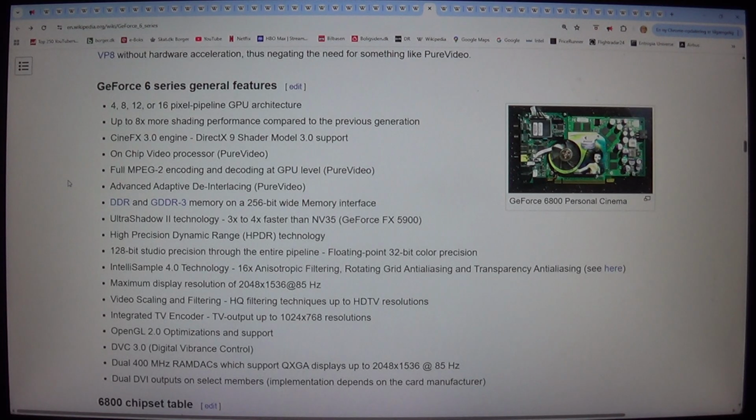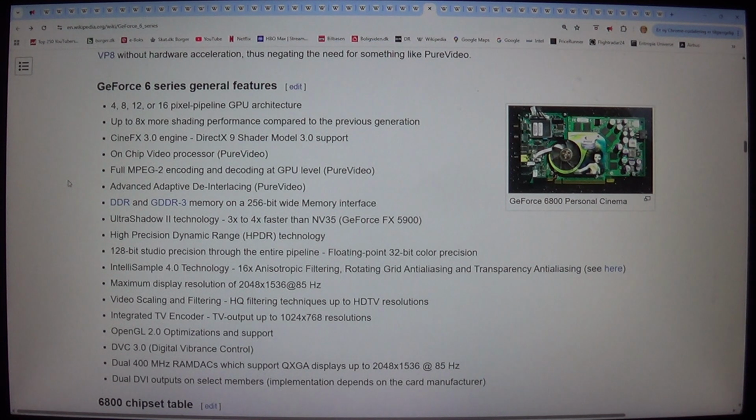DDR and GDDR3 memory on a 256-bit wide memory interface. UltraShadow II technology, 3x to 4x faster than NV35, GeForce FX 5900. High Precision Dynamic Range, HPDR, technology. 16-bit to 32-bit studio precision through the entire pipeline, floating point 32-bit color precision. IntelliSample 4.0 technology, 16x anisotropic filtering, rotated grid anti-aliasing and transparency anti-aliasing.